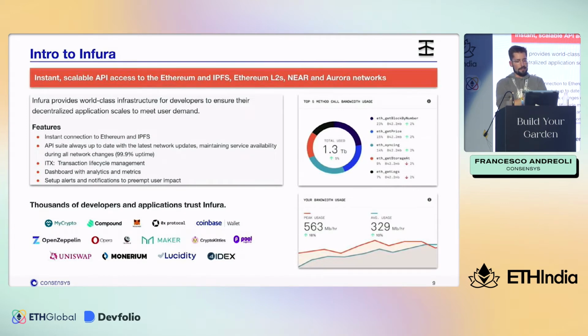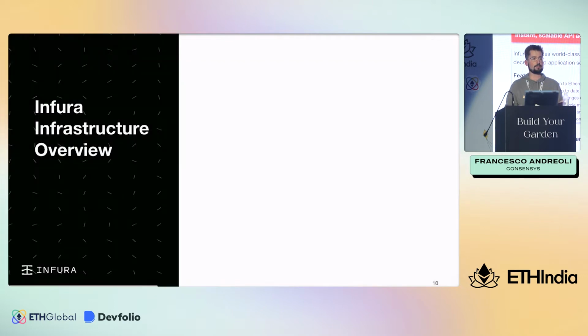Those are the top 5 method calls, right? Obviously, get block number, get price, syncing, and the logs. And basically, what you see in your account on the bottom right is your bandwidth usage, on a peak and on an average usage. So that's quite interesting.